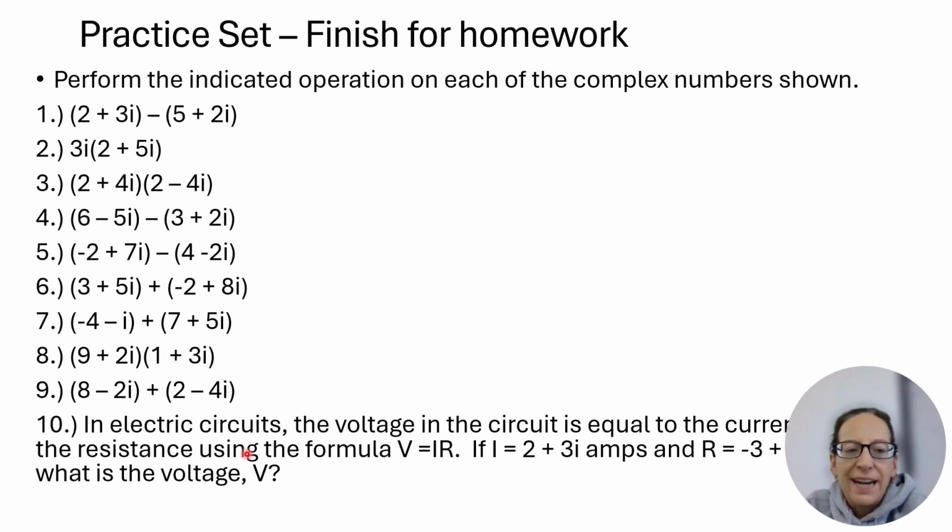So, all right, in electric circuits, the voltage in the circuit is equal to the current times the resistance using the formula V equals IR. Okay, so voltage is equal to current times resistance. Current is represented by I. Don't ask me why. If the current I is 2 plus 3i amps, okay, that's just a unit for current, amperes or amps, and the resistance is negative 3.